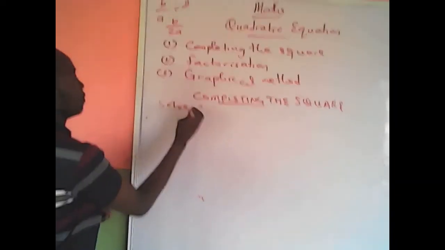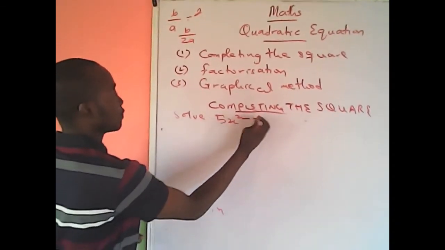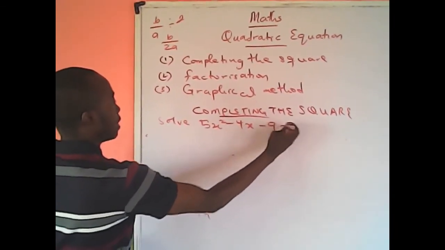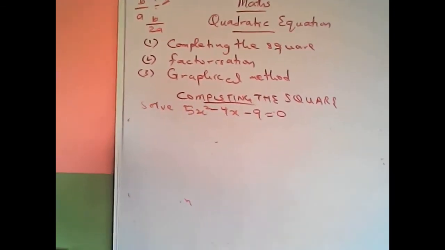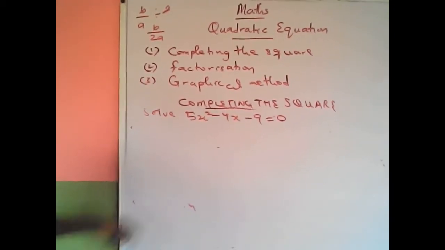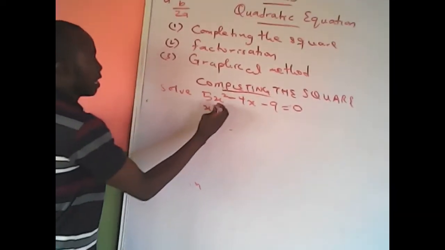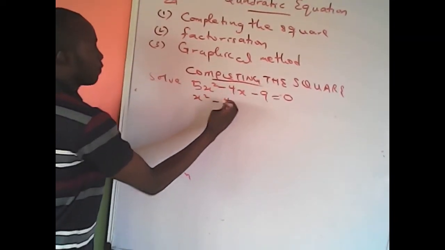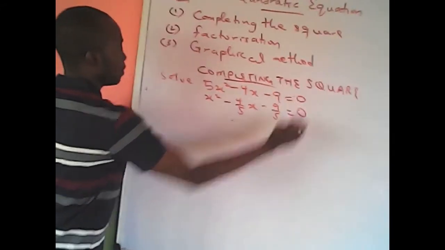Solve 5x squared minus 4x minus 9 equals 0. Now the coefficient of x squared here is 5. I am going to divide everything by 5, and that will give us x squared minus 4 over 5 x minus 9 over 5 equals 0.